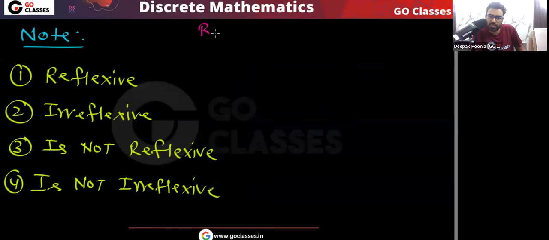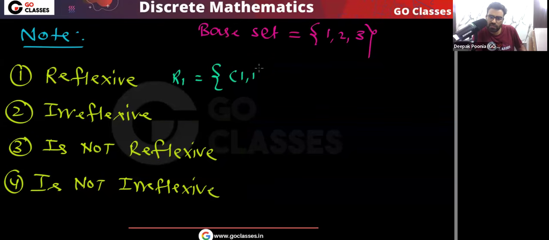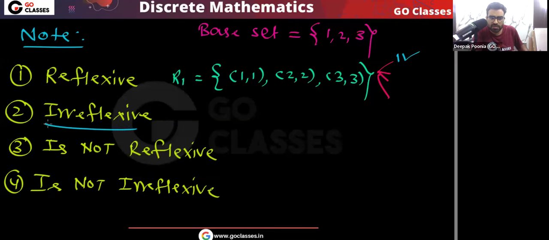For example, assume that we have a base set 1 2 3. Now notice, if I write this relation 1 1, 2 2, 3 3, you can notice this relation is reflexive. This particular relation satisfies which properties? It satisfies property 1. It does not satisfy property 2, is not reflexive. It does not satisfy property 3, is not irreflexive. It satisfies property 4.